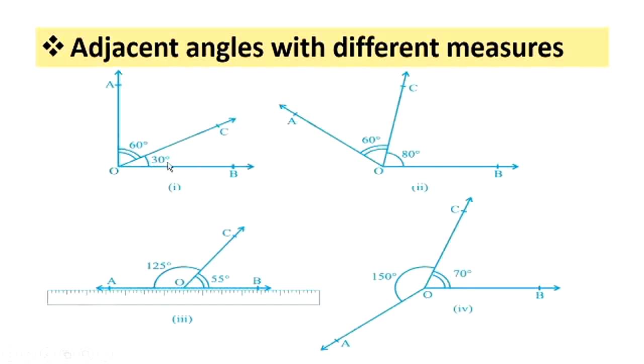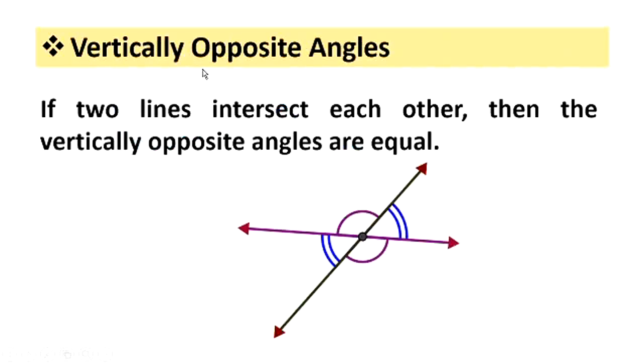Here 60 and 30, they share a common arm OC and vertex O. See, in all cases they share common vertex O and common arm OC. Vertically opposite angles. These angles form when two lines intersect each other. In that case, here these two angles become the same, and here also these two angles become the same. The example of this is a scissor.